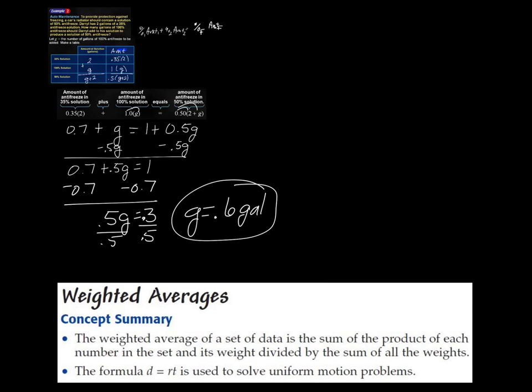The weighted average of a set of data is the sum of the product of each number in the set and its weight divided by the sum of all the weights.